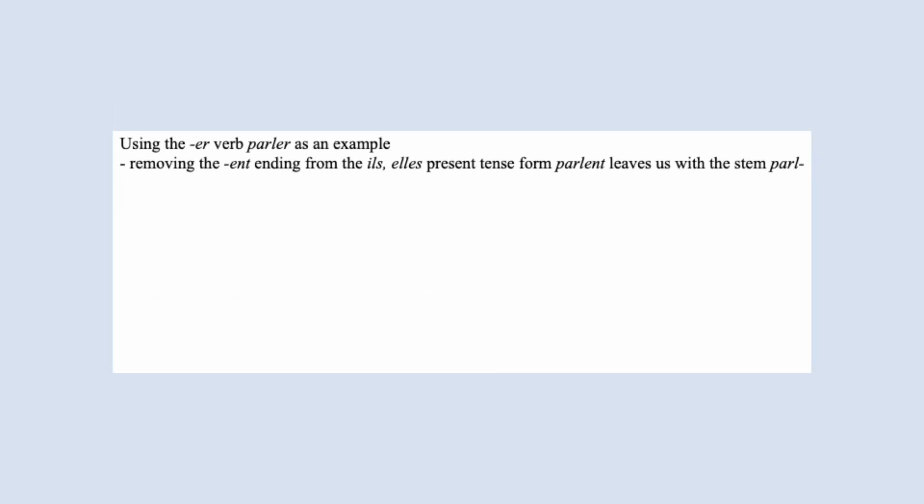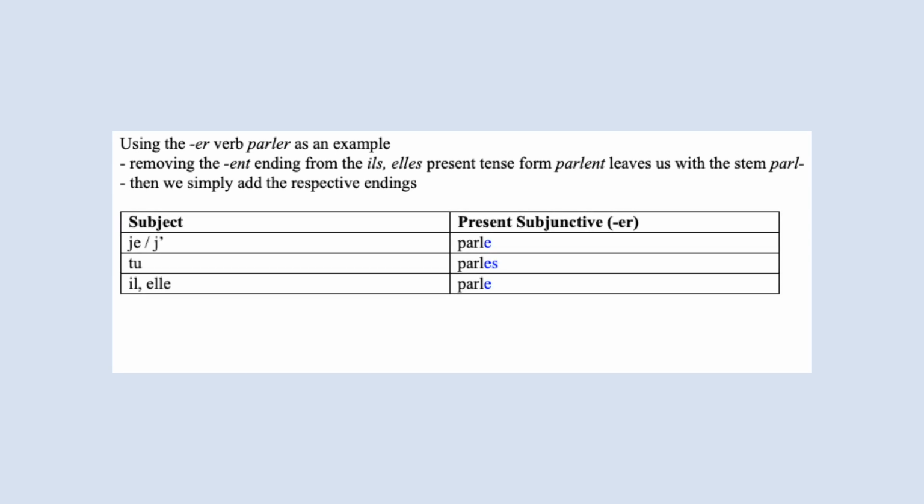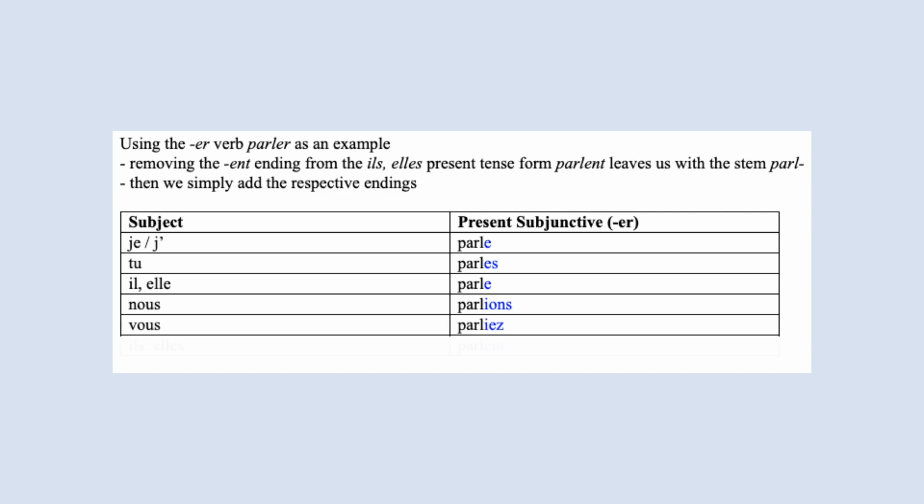For the verb parler, we remove the ent ending from its ils, elles present tense form, giving us the stem parl. And this is the same as if we were simply removing the er ending from the infinitive form. We then add the respective present subjunctive endings afterwards. Parle, parles, parle, parlions, parliez, parlent.